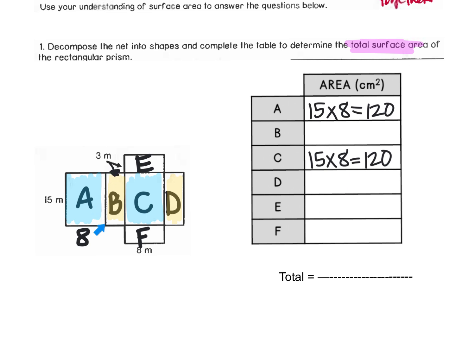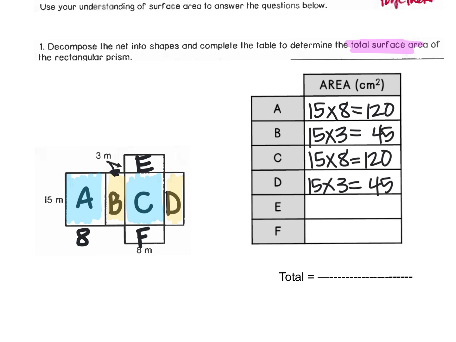How long is this one? And it's right next to rectangle A. If you look to the side, it should also be 15. They match up. So now I know my dimensions for B and D. Remember, they're the same color. It's 15 times 3. And then I'm going to write it again on rectangle D. 15 times 3. That makes 45. So we're going to fill that in.